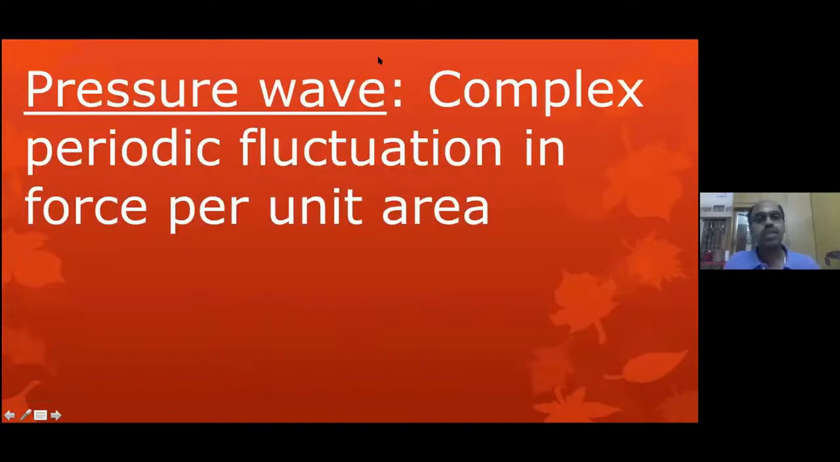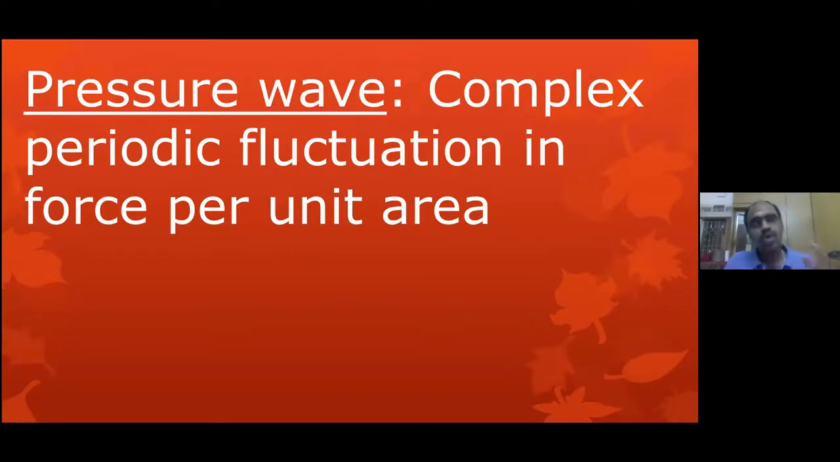What is a pressure wave? It is a complex fluctuation of pressures at different moments of time. Or in other words, complex periodic fluctuation in pressure. Or in other words, complex periodic fluctuation in force per unit area. So, this is a waveform.